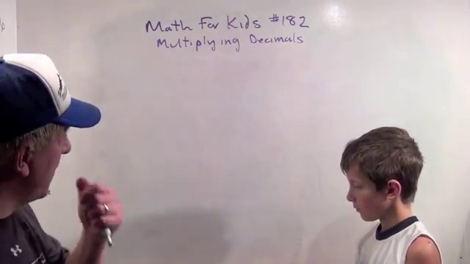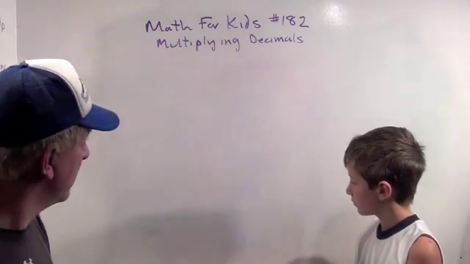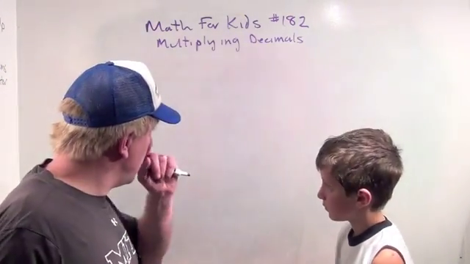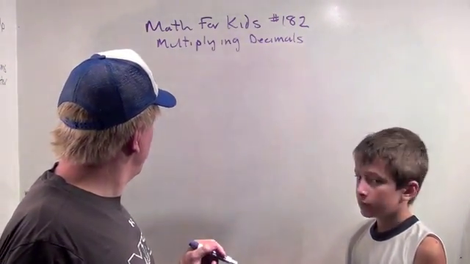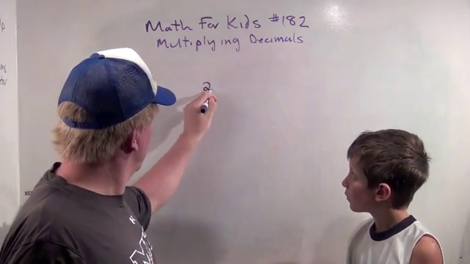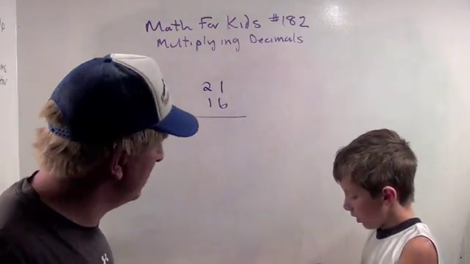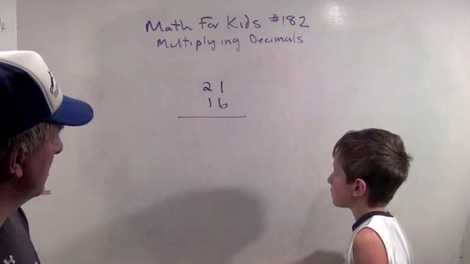Okay? So there's a lot of different ways to approach this, so we're just going to approach it through a couple of examples. Alright, so the first one is, let's do, how would you multiply 21 times 16? What would you do to do that multiplication?